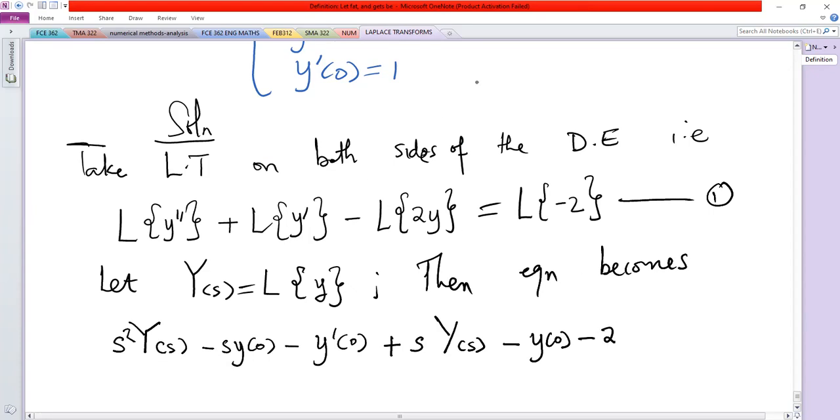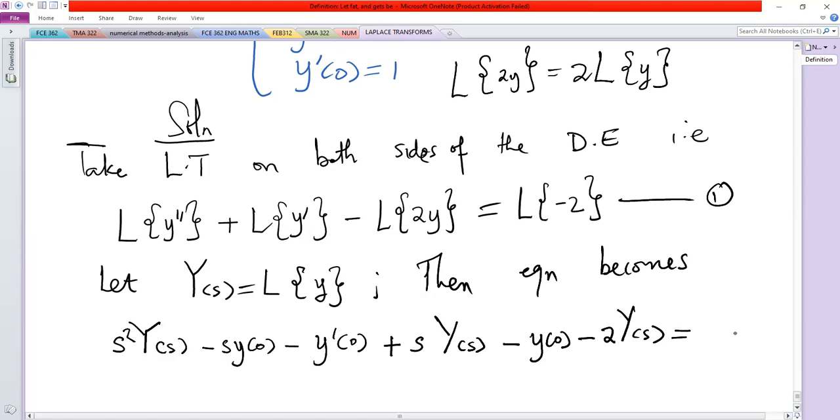The Laplace transform of 2y is the same thing as 2 times the Laplace transform of y, so it is 2 capital Y of s, equals to. Now, when you get the Laplace transform of minus 2, you get the answer to be minus 2 over s. So that is step 1.